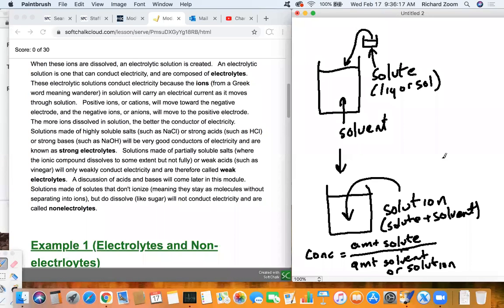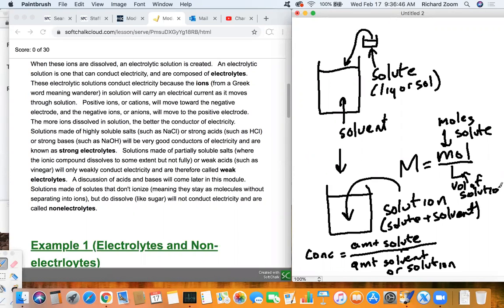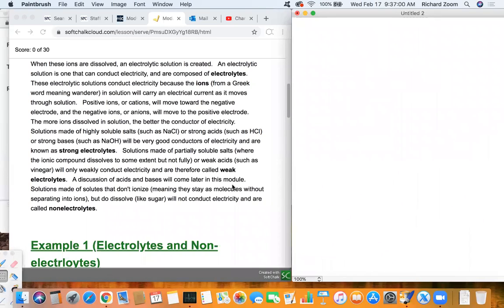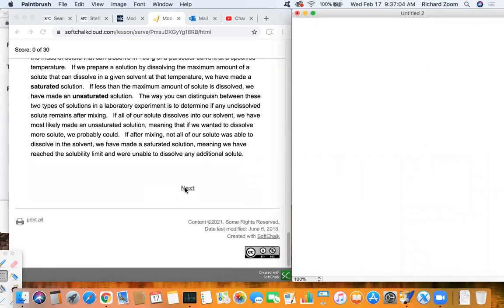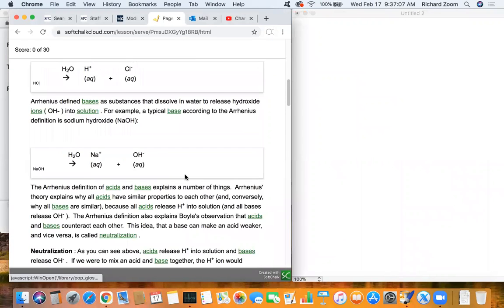What we're going to focus on is the concentration measurement of moles per liter. So what is this? Moles is going to be moles of solute. In the case of molarity, which we call big M here, moles per liter, it's going to be moles over liters, which is volume of solution. Okay, so that's our definition of concentration. Does anybody have any questions so far? Okay. Now, I've got a discussion in here about electrolytes and stuff, which we're not going to go into here, but you can read about it.